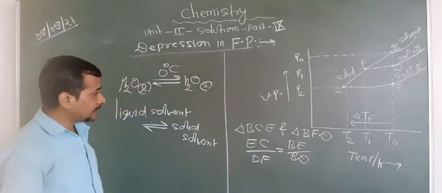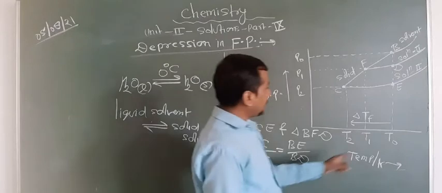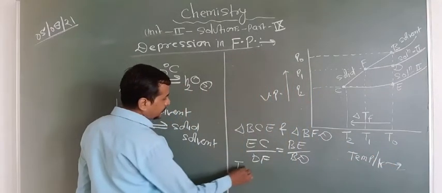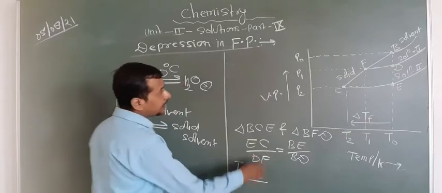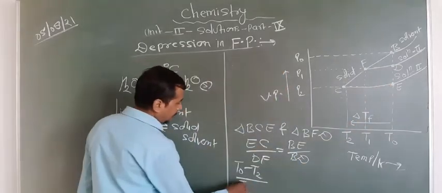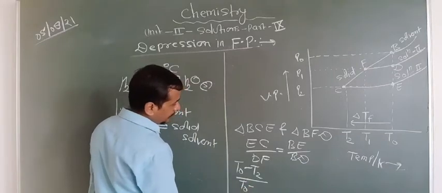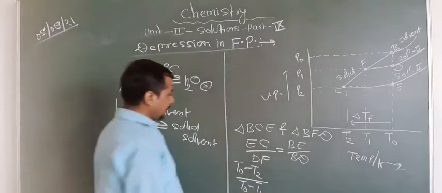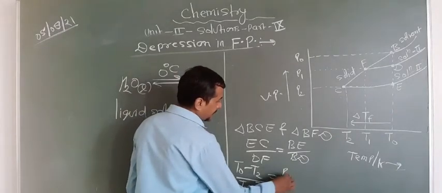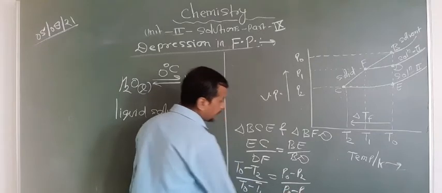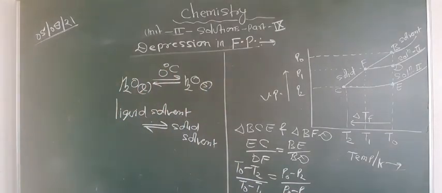Okay, in that condition what happens? EC, that means T0 to T2, you can write like this: T0 minus T2, and DF, so this is T0 minus T1. Are you getting this point or not? Similarly, for this, P0 minus P2 divided by P0 minus P1. Are you getting this point or not?